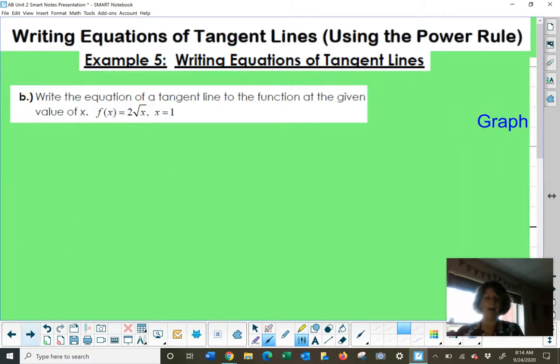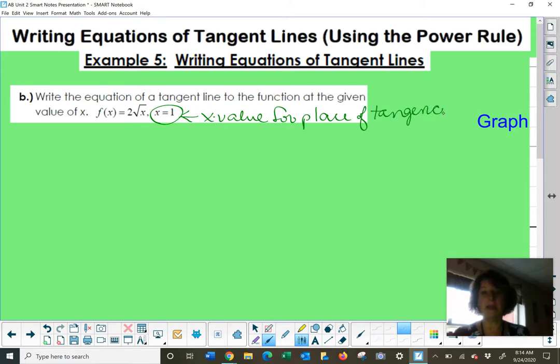Fantastic. Part B, write the equation of a tangent line to the given function. Same steps as last time. So, the only problem is they gave us the x value for the place of tangency. So we have to do a little bit of work, don't we? We got to get the point. So let's go find the point. Because an equation needs two things, a point and a slope.